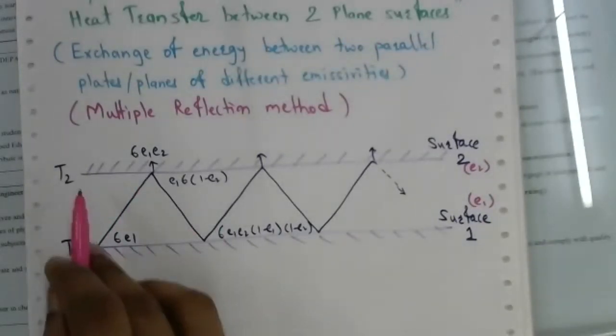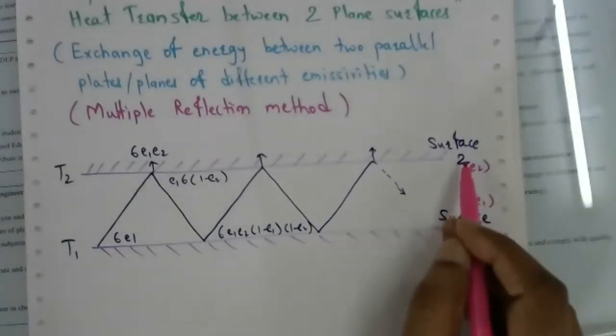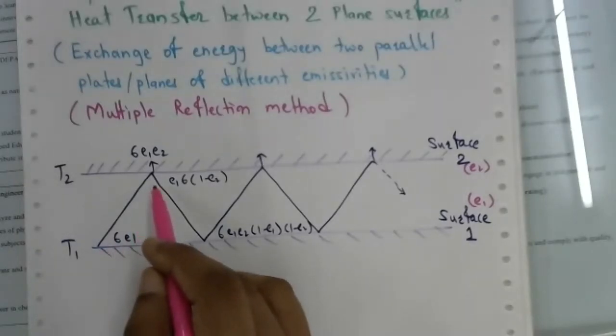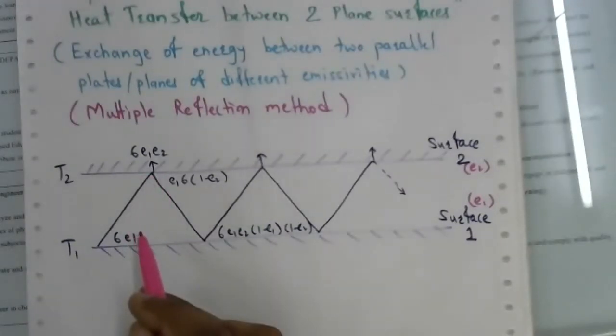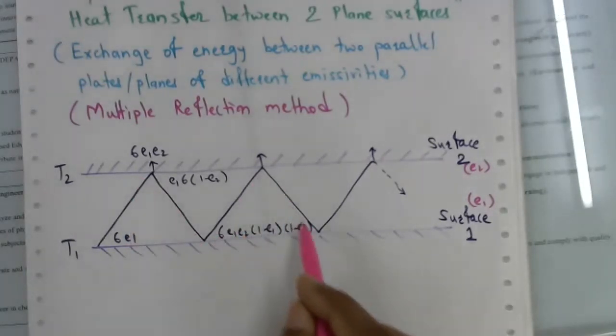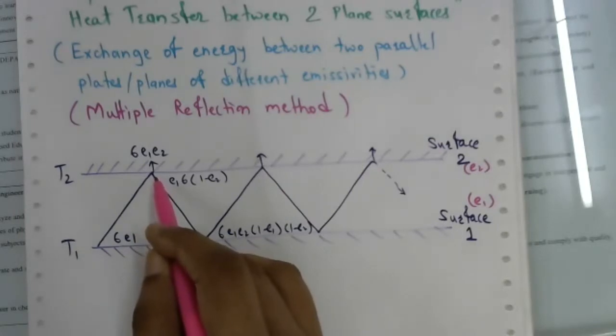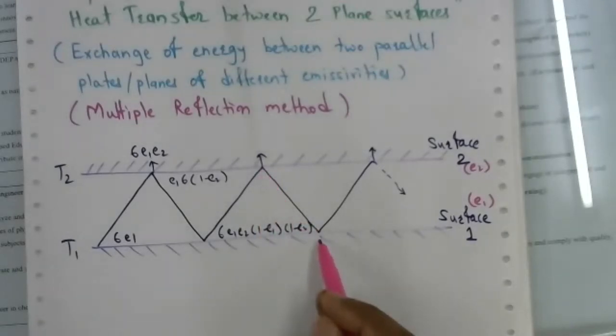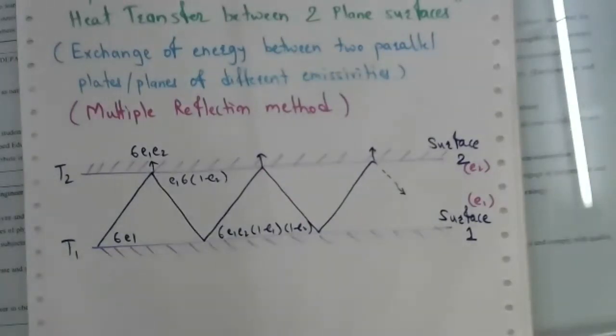There are two surfaces, temperatures T1, T2, emissivities E1, E2, and the radiation from surface 1 gets partly absorbed by the second surface and partly reflected, right? Because it is a cycle, some part is reflected, some part is absorbed, and it goes again from surface 2 to surface 1, surface 1 to surface 2, and continues. So it is a reabsorption and re-reflection process between the two surfaces.